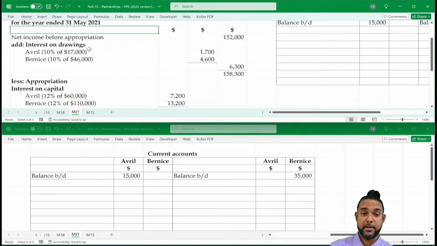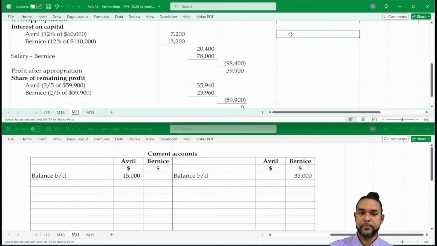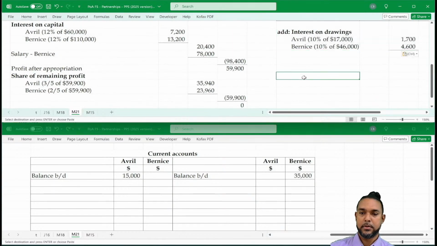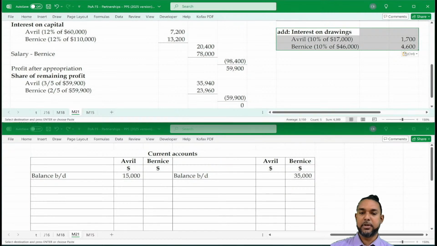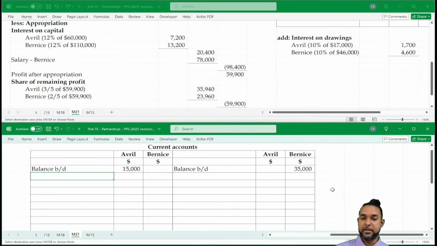What I could do is copy these figures and stick them down here. So you have this here as well, right? What I want you to do for me, using the information that's currently visible, is complete the current accounts for Avril and for Bernice. You have your interest on capital, your salary for one partner, share of profit, and on the right hand side, I've copied and pasted the information for the drawings and interest on drawings.